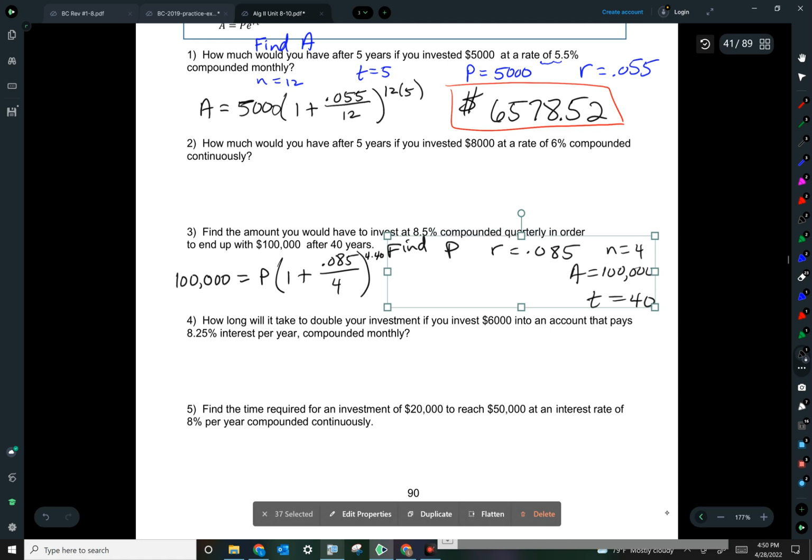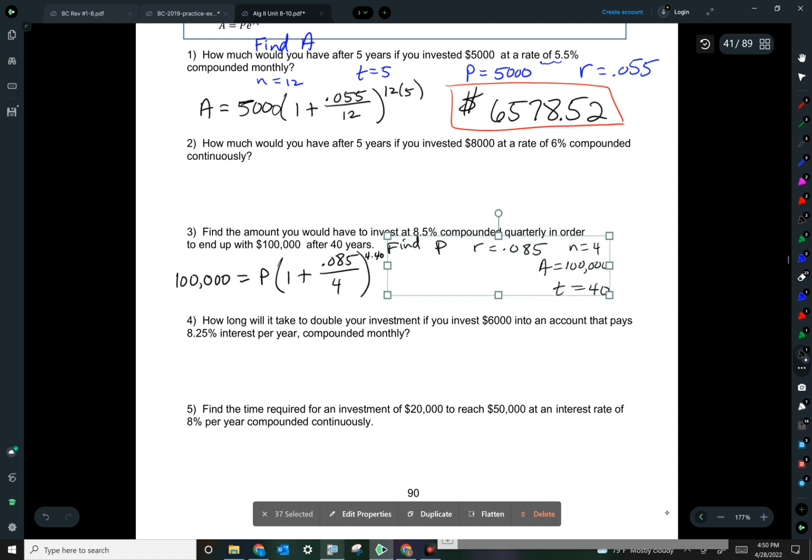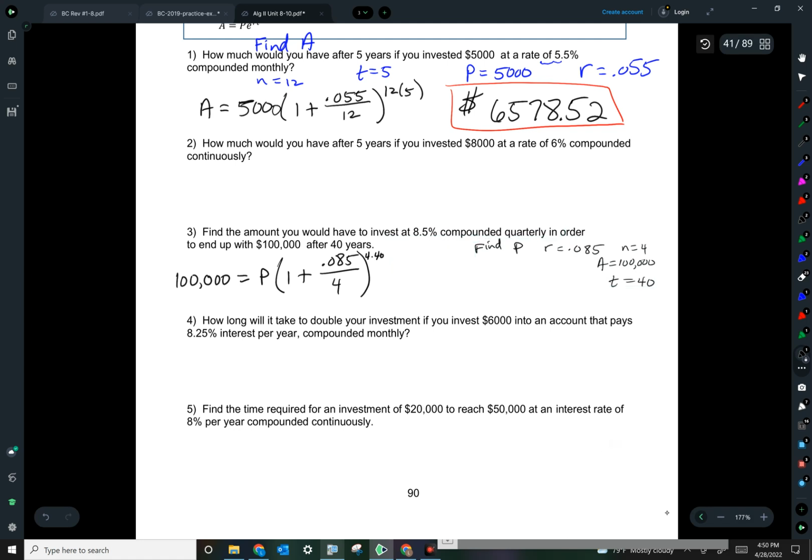But on this one, we're going to have to do a little bit in order to solve, because notice what I'm trying to solve for, the P is over there on the right side. So why don't we do this? Let's start by just putting all of this stuff in the calculator and see what number that equals.